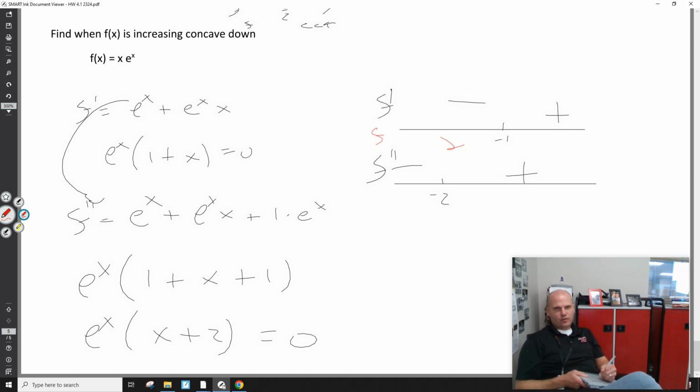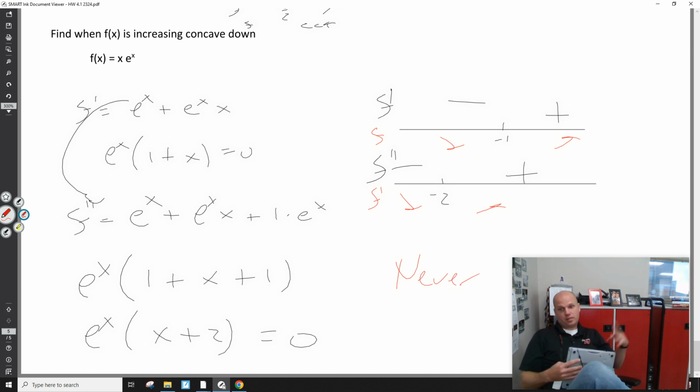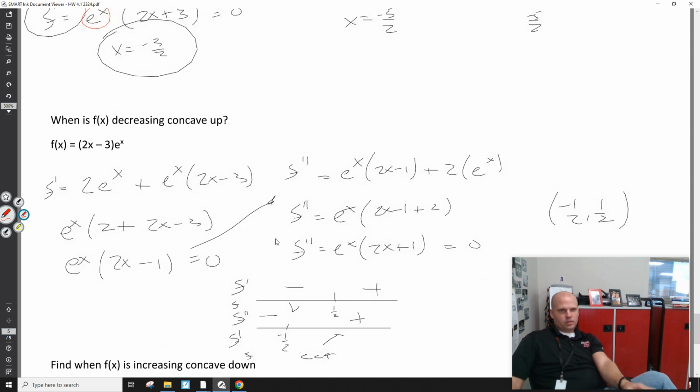When is f increasing concave down? Never. It's never. Why do I keep asking that? It's increasing concave up from -1 to infinity. It's decreasing concave up from -2 to -1. But it is never increasing concave down. That's good to know. Let's look at them really quick. Let's just look at this one.